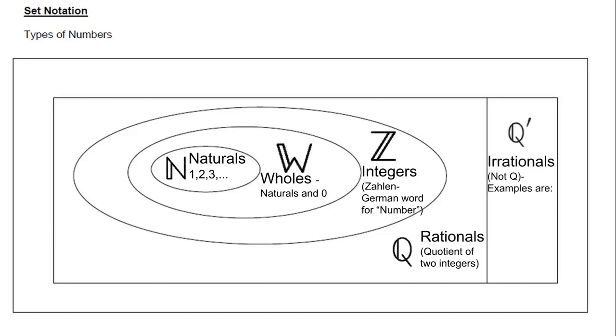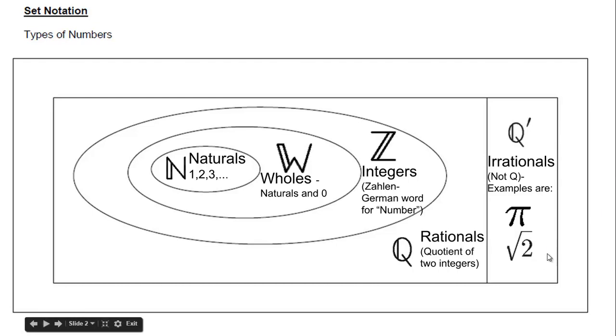Then we have the irrationals, so we just use the symbol Q with a prime. So it really means not Q. And so examples of irrational numbers are numbers that couldn't be written as fractions, and we just need to describe them. And so the number pi is an irrational number. The square root of 2 is an irrational number.